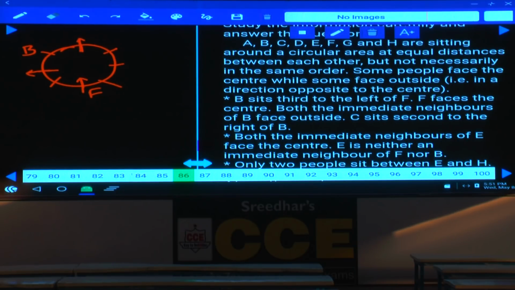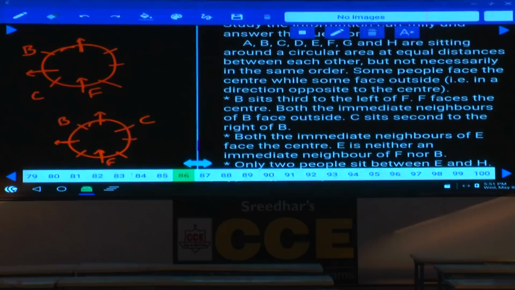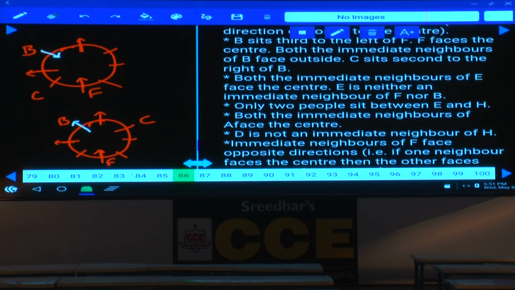These two are away. C sits second to the right of B. As C is seated second to the right of B, this is one possibility. And what is the second possibility we have? F is facing towards the center. And C sits out second to the right of B. Now B is at this place. Immediate neighbors of B are facing away from the center. And C sits second to the right of B, and C will be here. Now in the first case, as C sits second to the right of B, B must be facing the center. And in the second case, as C sits second to the right of B, B must be away from the center. Done?